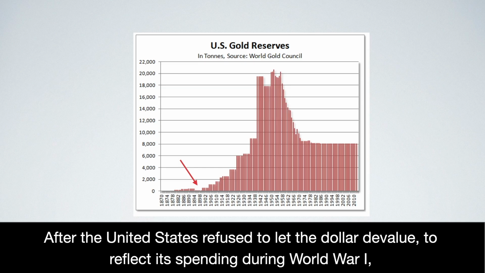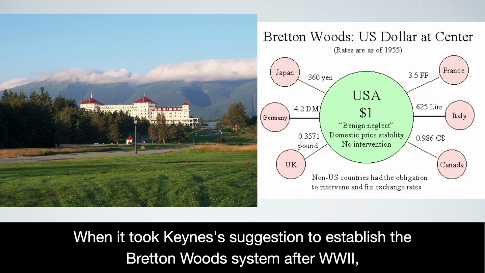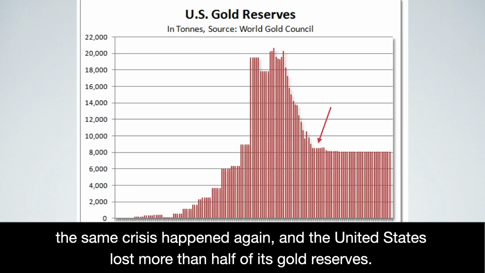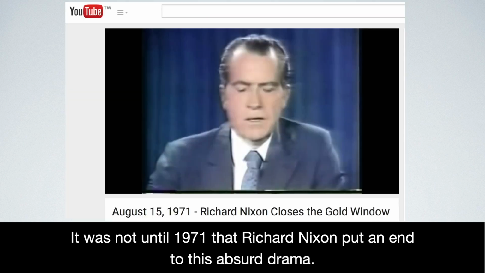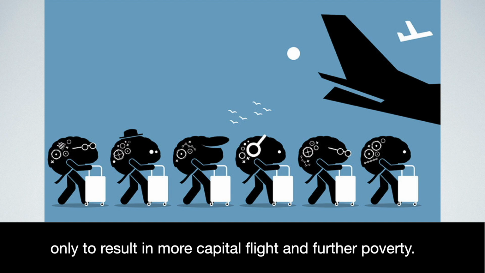After the United States refused to let the dollar devalue to reflect its spending during World War I, it suffered the consequences of depleted gold reserves and an economic depression. When it took Keynes's suggestion to establish the Bretton Woods system after World War II, the same crisis happened again, and the United States lost more than half of its gold reserves. It was not until 1971 that Richard Nixon put an end to this absurd drama. Many other countries also practice dual exchange rates, only to result in more capital flight and further poverty.